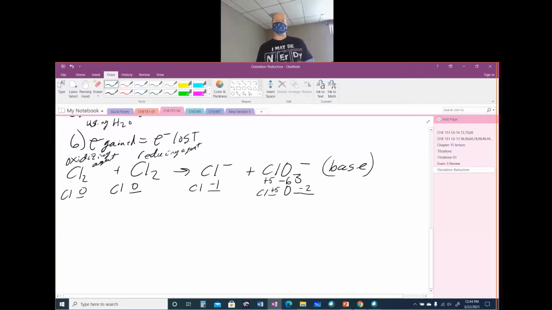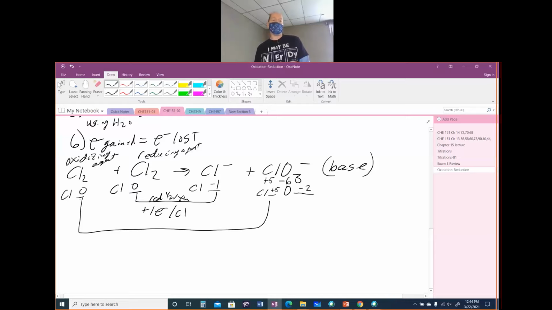So we see that in one of these, we have the 0 going to -1. That is going down. That is a reduction in number. This is your reduction half reaction. This is going from a 0 to a -1, so we are going to gain 1 electron per Cl. From this one to this one, we have a 0 going to a +5. So we are oxidizing, increasing our oxidation number. And this has to lose 5 electrons per Cl.